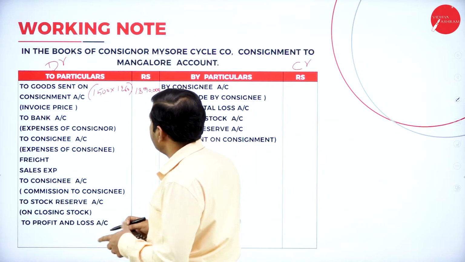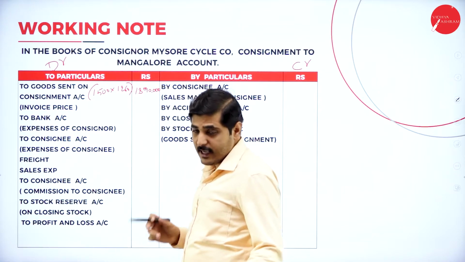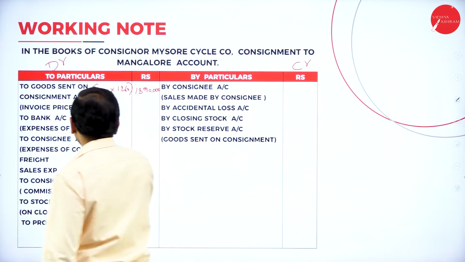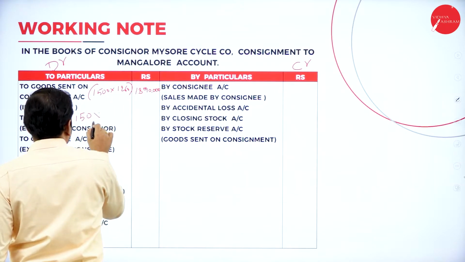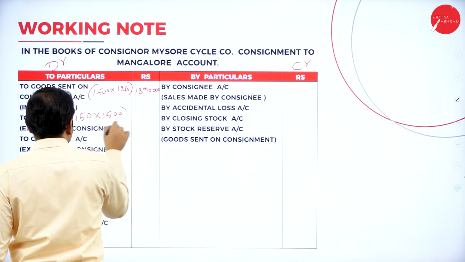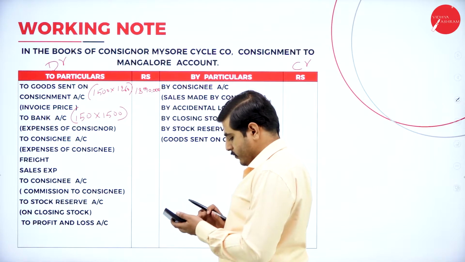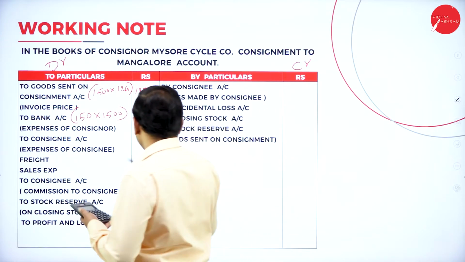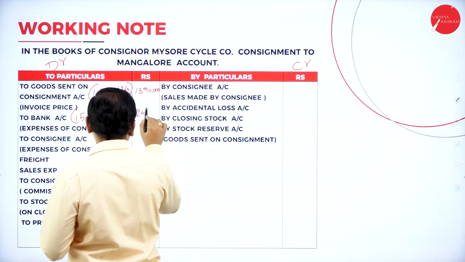Okay. So what is the expense of the consignor? He has spent 150 rupees for each bicycle. 150 into how many cycles? 1,500 cycles. So 150 into 1,500 bicycles, it is 2,25,000.